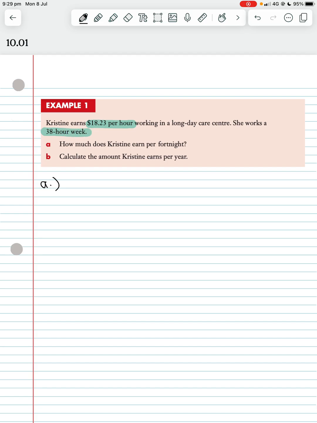This strategy might help you in an exam situation with your worded questions when you're not too sure what's being asked of you. So we're going to say amount per week. And the reason we're going to start off with this is we know how many hours she works per week. So we're going to take the 38 hours she works per week and multiply it by the $18.23 she makes per hour. And this gives us an answer of $692.74.